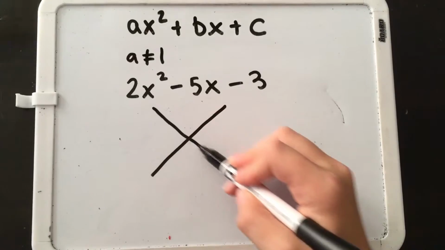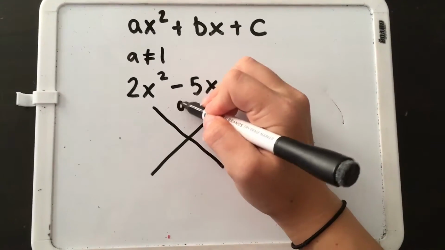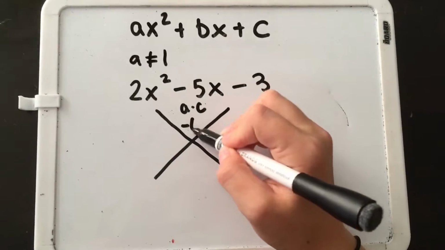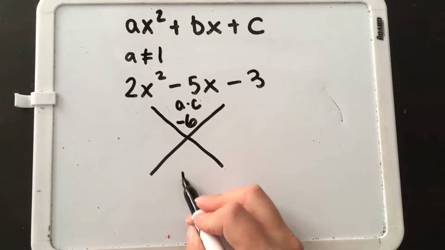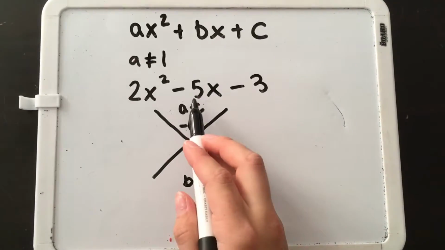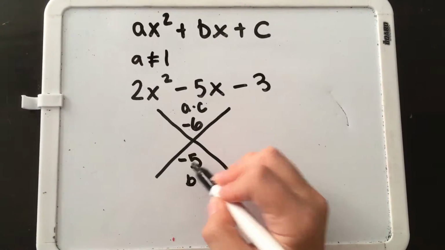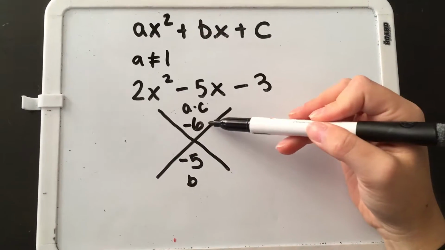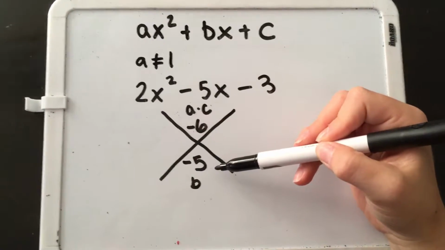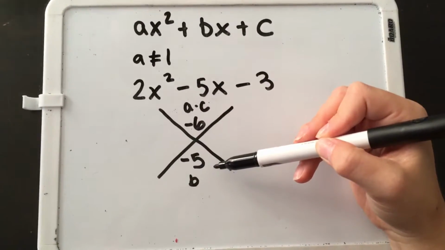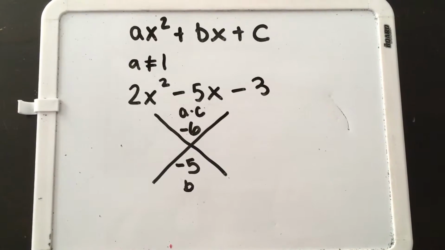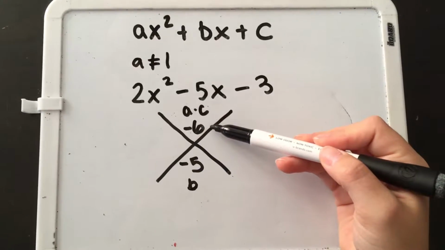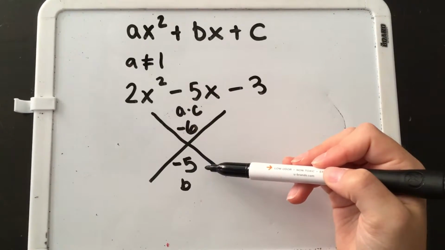We draw our x in the top, a times c, 2 times negative 3, negative 6, and in the bottom, we put our b term. In this case, b is negative 5. We're going to do the same thing where we need to find two numbers that multiply to equal negative 6 and add to equal negative 5. One has to be positive and one has to be negative because they have to multiply to be a negative number and they have to add to be a negative number.